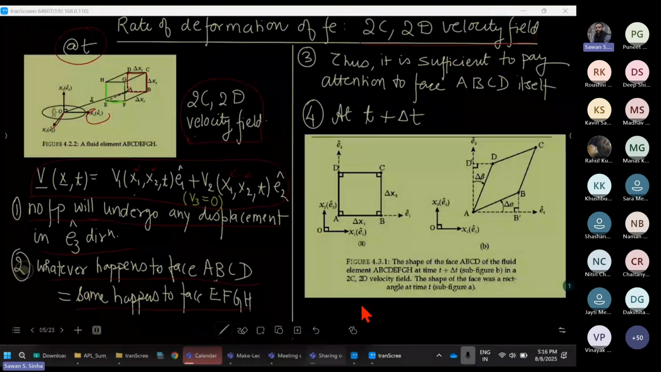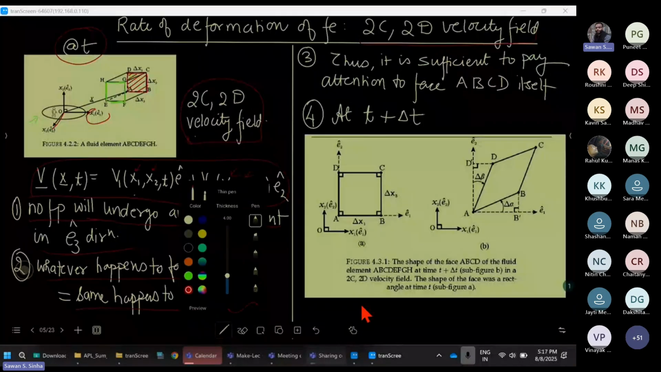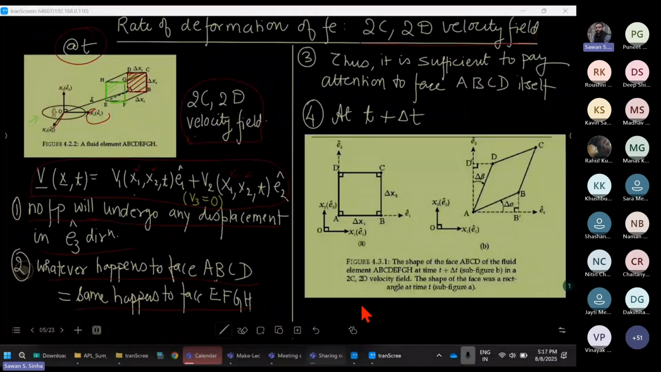EFGH is this. Both have their normal along E3 direction. This figure doesn't look exactly like that, but that's how I'm presenting it. So my claim is that whatever happens to this face, the same thing will happen to this face also.